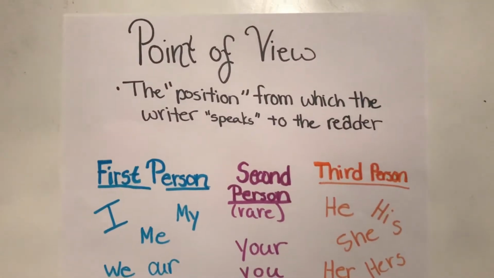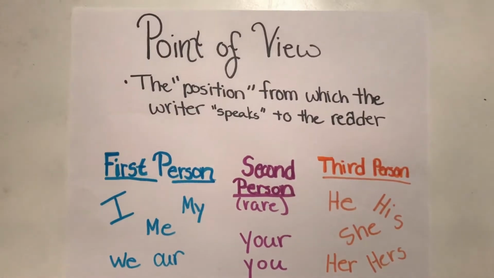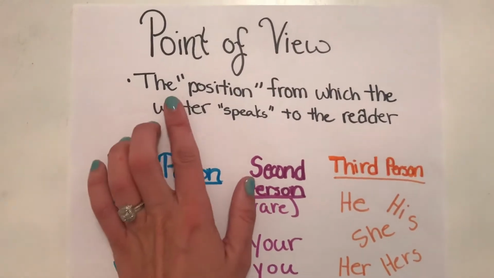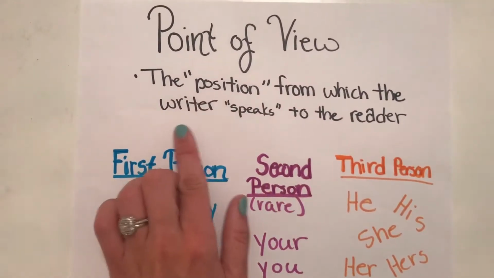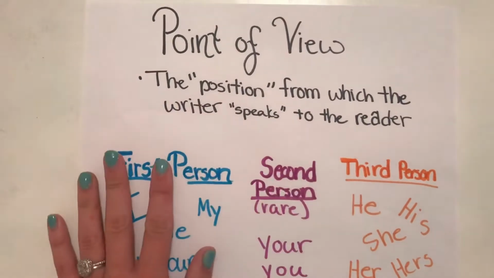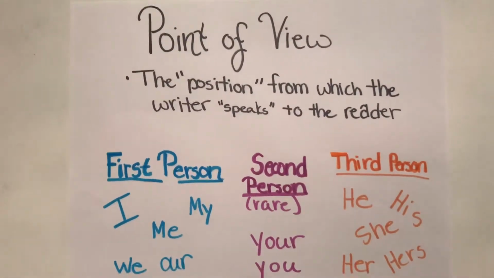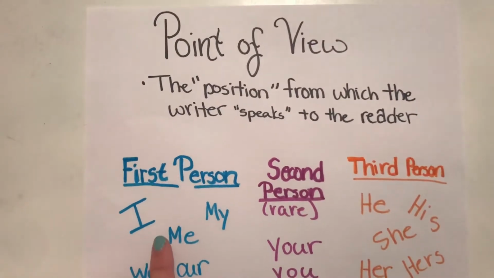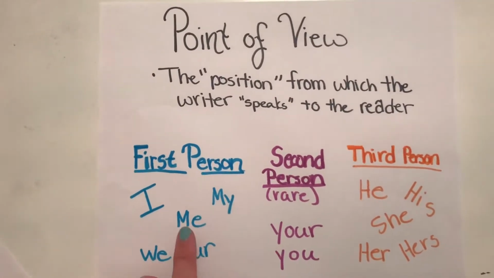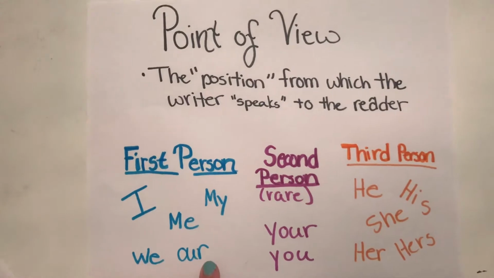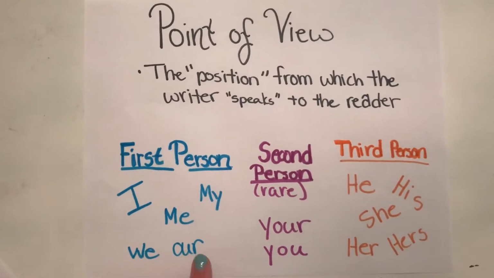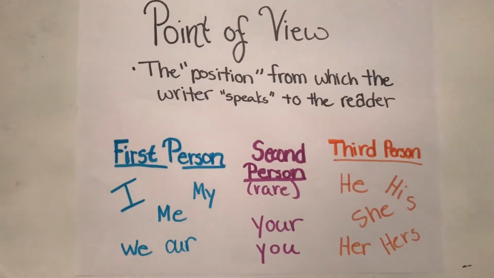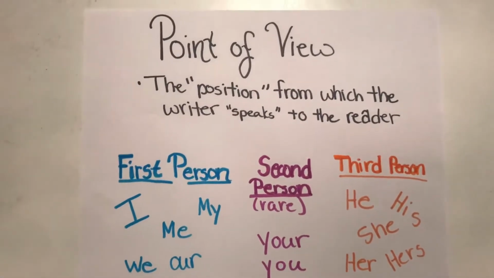Okay, so before we talk about the different types of point of view, first we need to understand what point of view actually means. The definition of point of view is the position from which the writer speaks to the reader. Basically, it's the voice that the author uses when narrating the story. So if you see the author telling the story using words like I, my, me, we, or our, the author is using first person point of view.